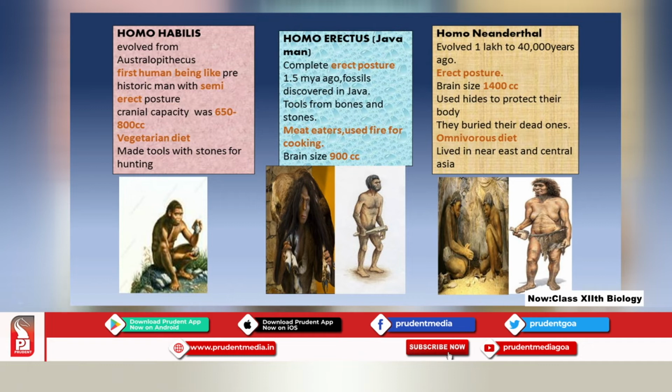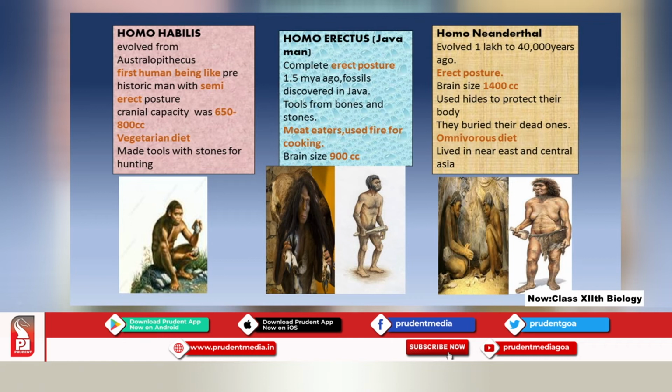So for the first time this genus Homo, species erectus, started eating meat, used fire for cooking and for lighting purposes, and brain size was much more than this. It was 900 cc. They made tools from bones and stones. Here it was only stones, now bones were also being used by this prehistoric man. And when was it? 1.5 million years ago.